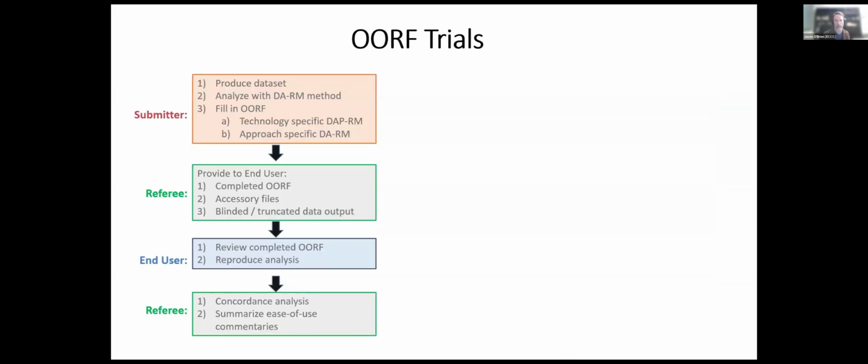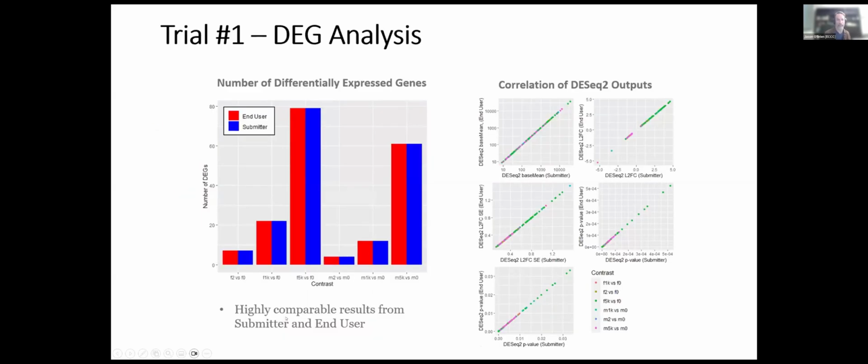And the ORF was put through some trials to see how well it worked, where there was a submitter that produced a data set and did some data analysis, and they submitted their results to a referee, and that referee passed those results, the raw data, to an end user along with the completed reporting framework, and the end user tried to reproduce the original submitter's results.